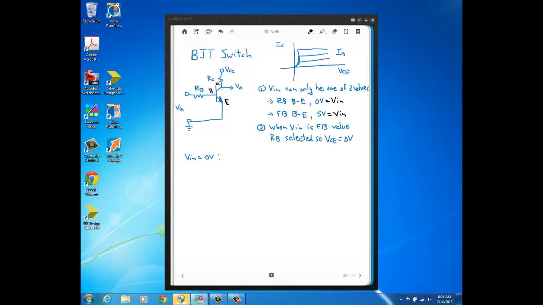The second condition is that when VIN is the forward bias value, this resistor RB is selected such that it makes the voltage from collector to emitter of the BJT ideally 0 volts. This is ideal, and most of the analysis that we'll do here will be an ideal analysis. So for a non-major class like this, I don't go into actually showing you how to get the specific value of RB. That's covered in the text if you're interested.